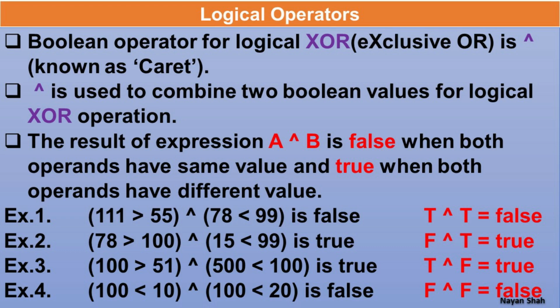And the last one, 100 less than 10, which is false, exclusive or 100 less than 20, which is also false. So both the operands are false, so the output is also false because they are the same. So remember, in exclusive OR, if one condition is true and one condition is false, then the answer is true. But if both the conditions are true or both the conditions are false, then the answer will be false. That is exclusive OR.